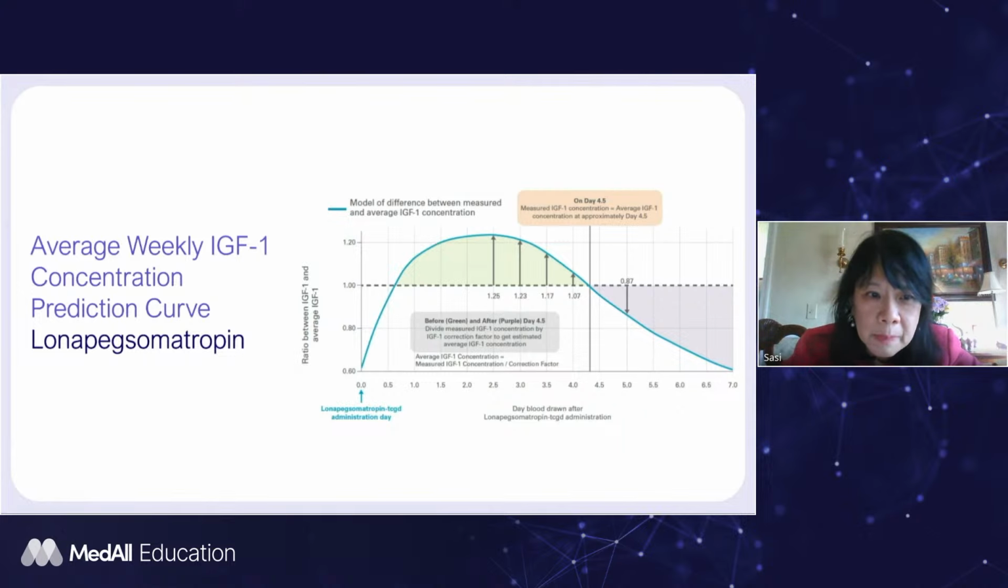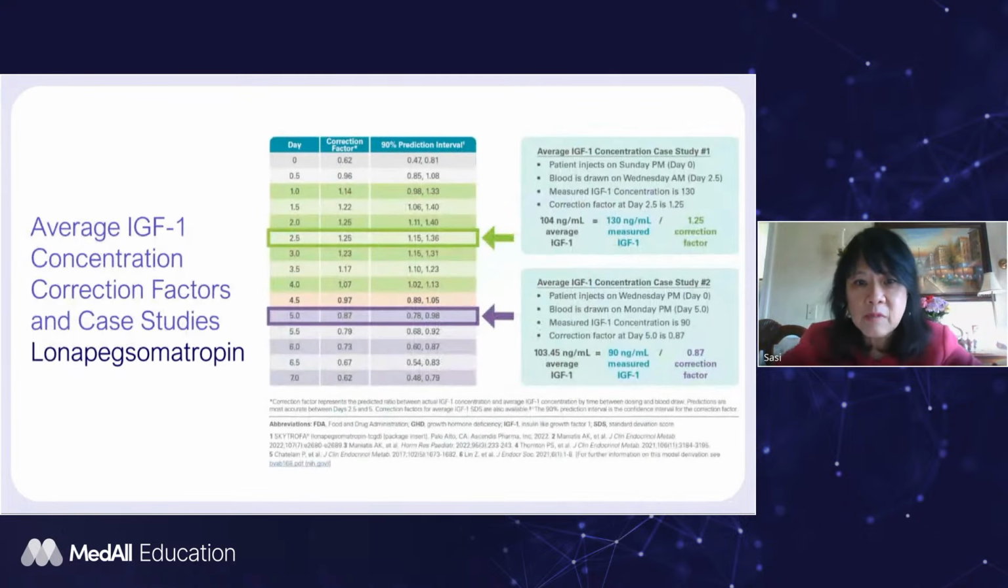So for lonapegsomatropin, they have different correction factors that you can see here. If you check 2.5 days, the correction factor is 1.25. If you check day 5, then it will be 0.87. And we have a nice table here that we can use to do the calculation.